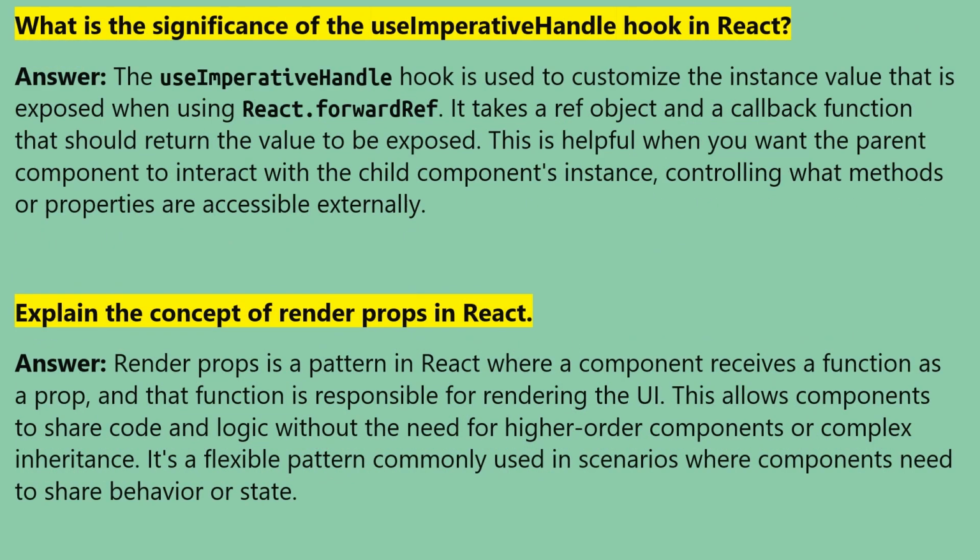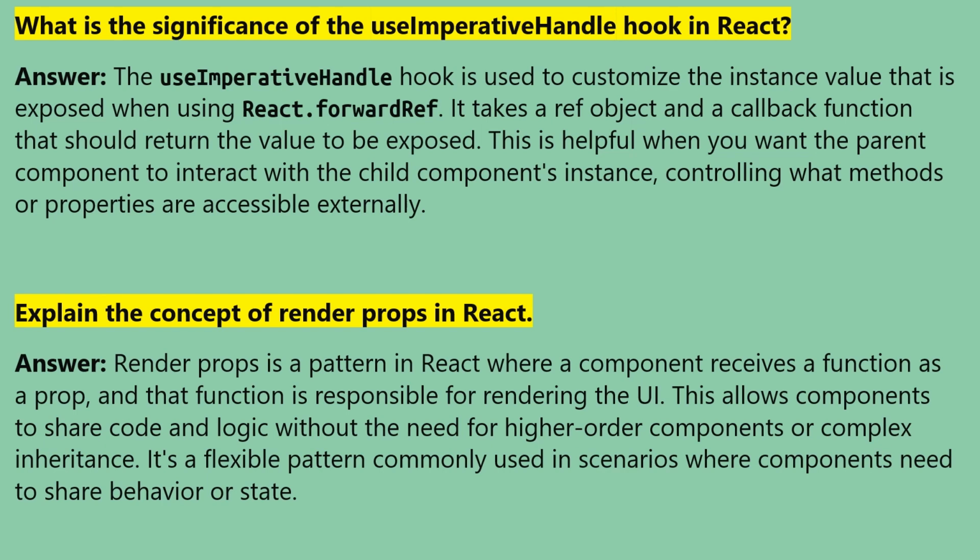What is the significance of the useImperativeHandle hook in React? Answer: the useImperativeHandle hook is used to customize the instance value that is exposed when using React.forwardRef. It takes a ref object and a callback function that should return the value to be exposed. This is helpful when you want the parent component to interact with the child component's instance, controlling what methods or properties are accessible externally.